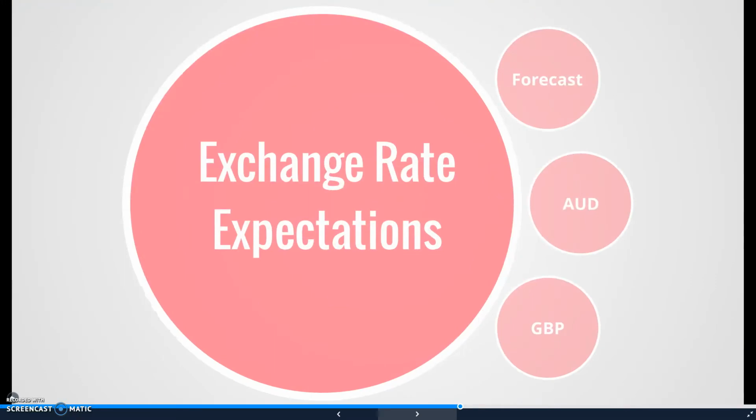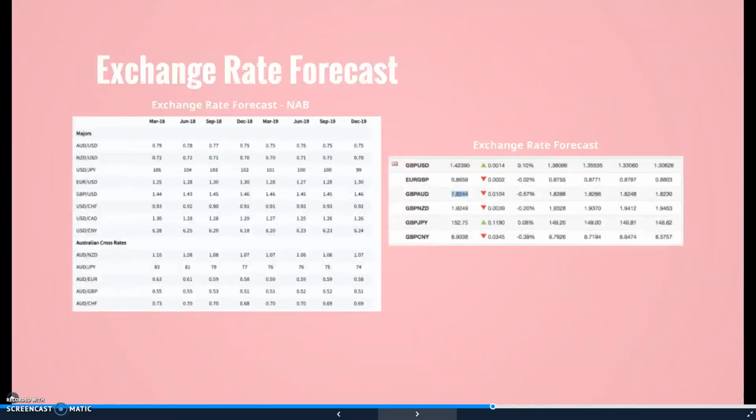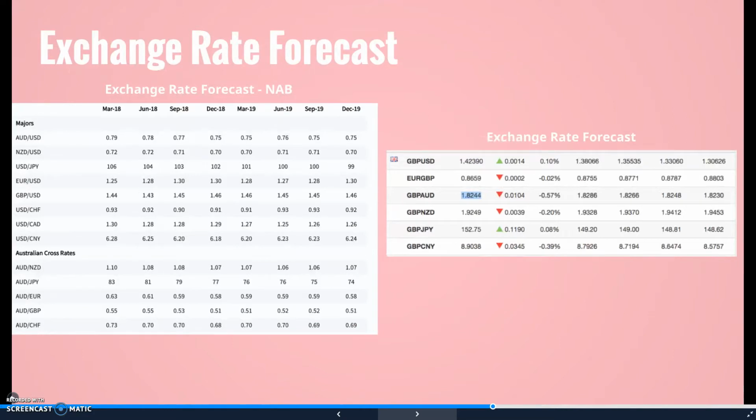The last theory that we'll be looking at to compare our currency pairs is exchange rate expectations. This is looking at exchange rate forecasts and comparing them with the current exchange rate to see if there is to be a significant change in the exchange rate of a currency or multiple currencies.